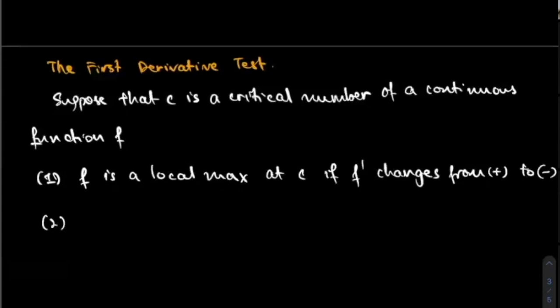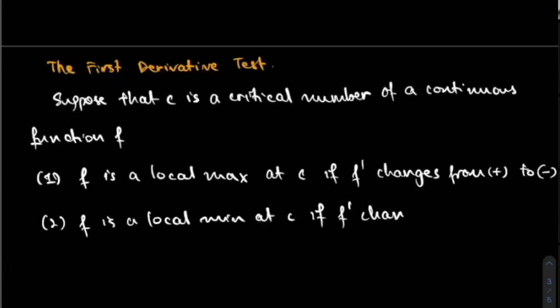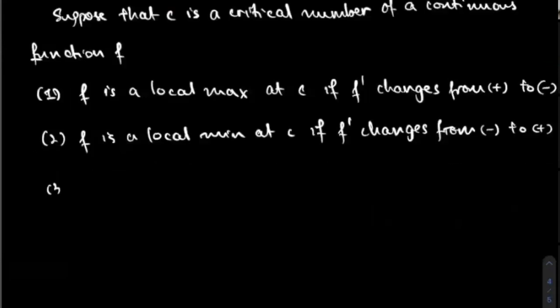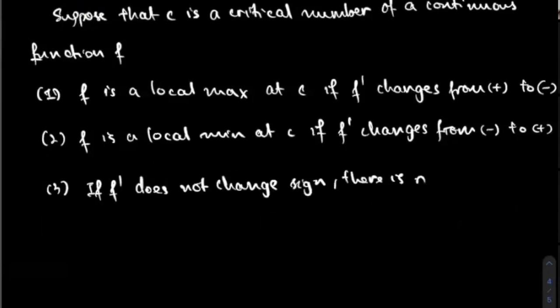Now, the second part is f has a local minimum at c if f prime changes from negative to positive, right? That means the function changed from decreasing to increasing, right? So they meet at this point, and that is the turning point. The turning point is a local minimum. The last part is if f prime does not change sign, there is no extreme value.